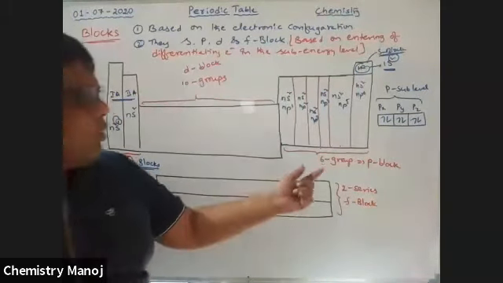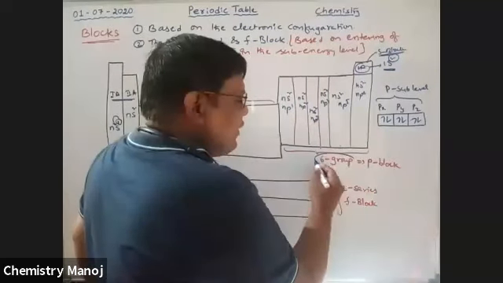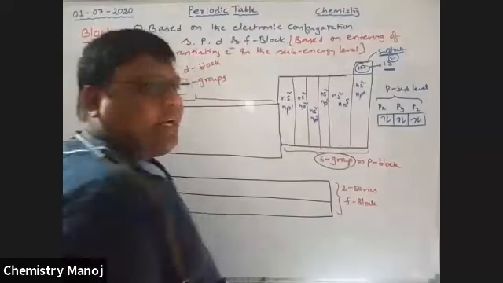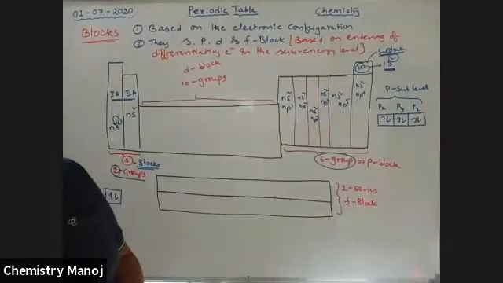In p block, how many groups are there? 6 groups are available. Why, sir, only 6 groups? Because the p sub-energy level contains a maximum of 6 electrons. So 6 groups of elements are there.